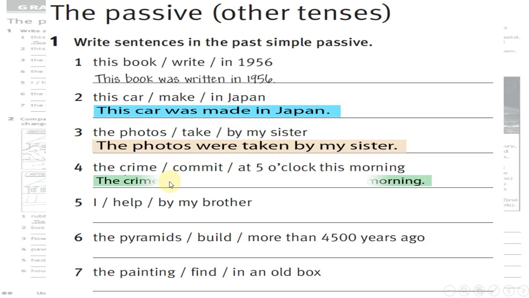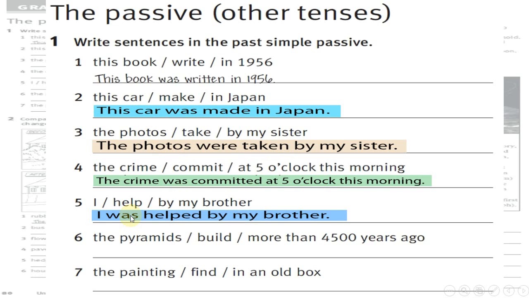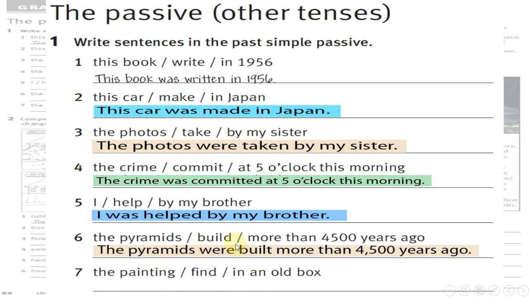The crime was committed at 5 o'clock this morning. 5. I was helped by my brother. 6. The pyramids were built more than 4,500 years ago. The painting was found in an old box.